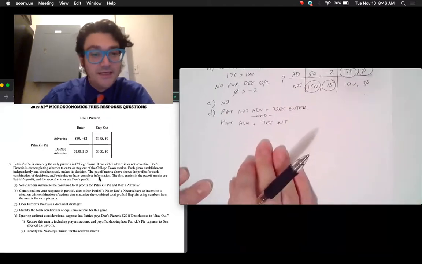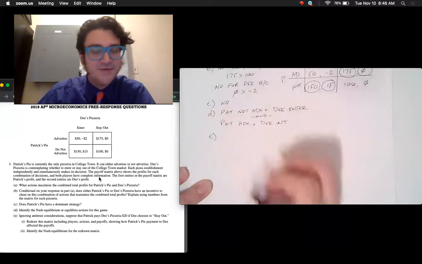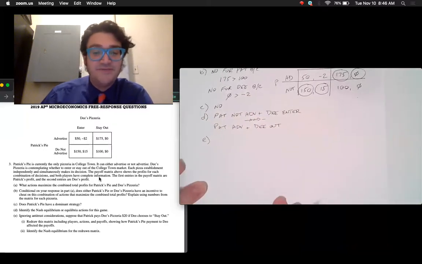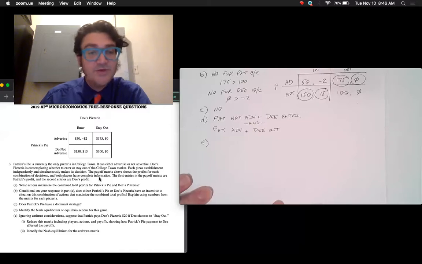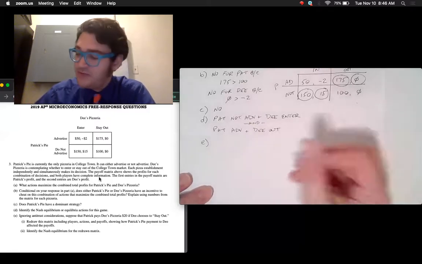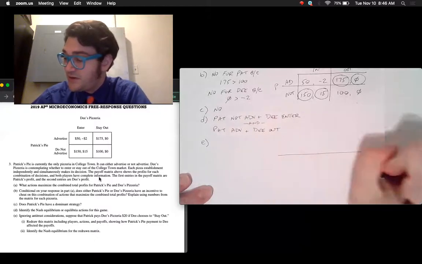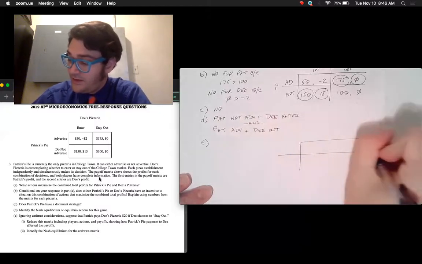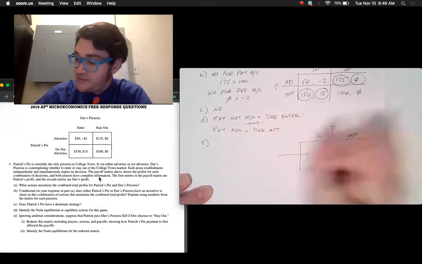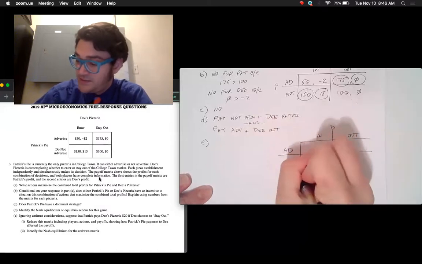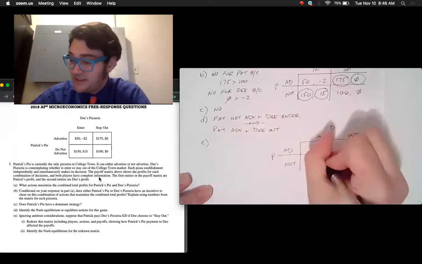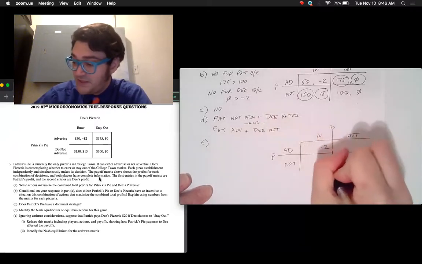Then it says part E, ignoring antitrust considerations of a pizza market, suppose that Patrick pays D's Pizza if she chooses to stay out. Redraw the payoff matrix and see how her payment affects the payoffs. Identify the equilibrium for the redrawn matrix. Okay, so we're going to redraw, and we'll just see here D, out, advertise, not, and Pat. So now, if D stays in, she gets the same amount. So we'd say -2 and 15.